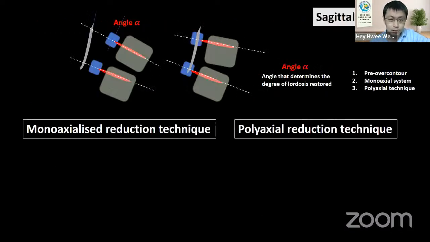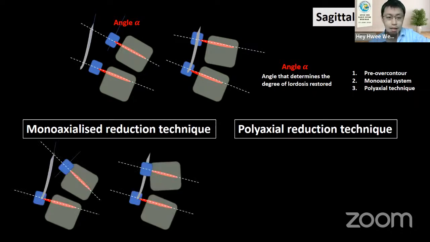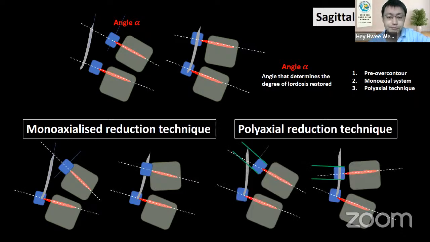This is the technique that you can use. The amount of reduction is based on the offset distance. The amount of angular change is based on the alpha angle shown here. You can use it as a monoaxialized technique or a polyaxial technique, depending on what screws you use, either a monoaxial or polyaxial screw.